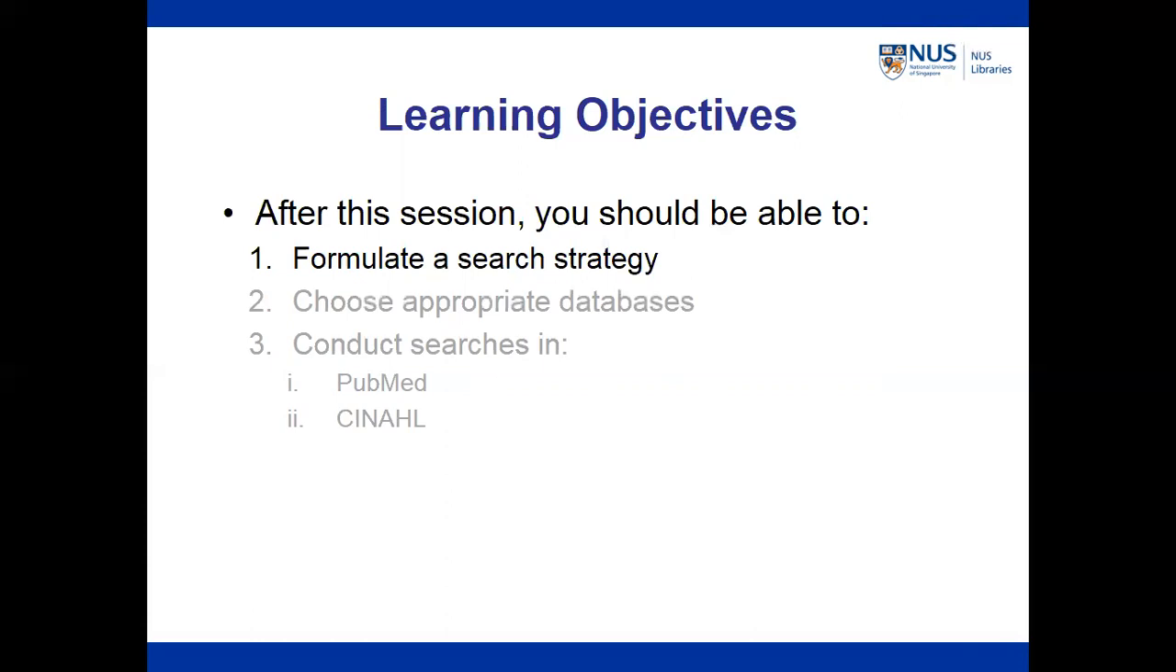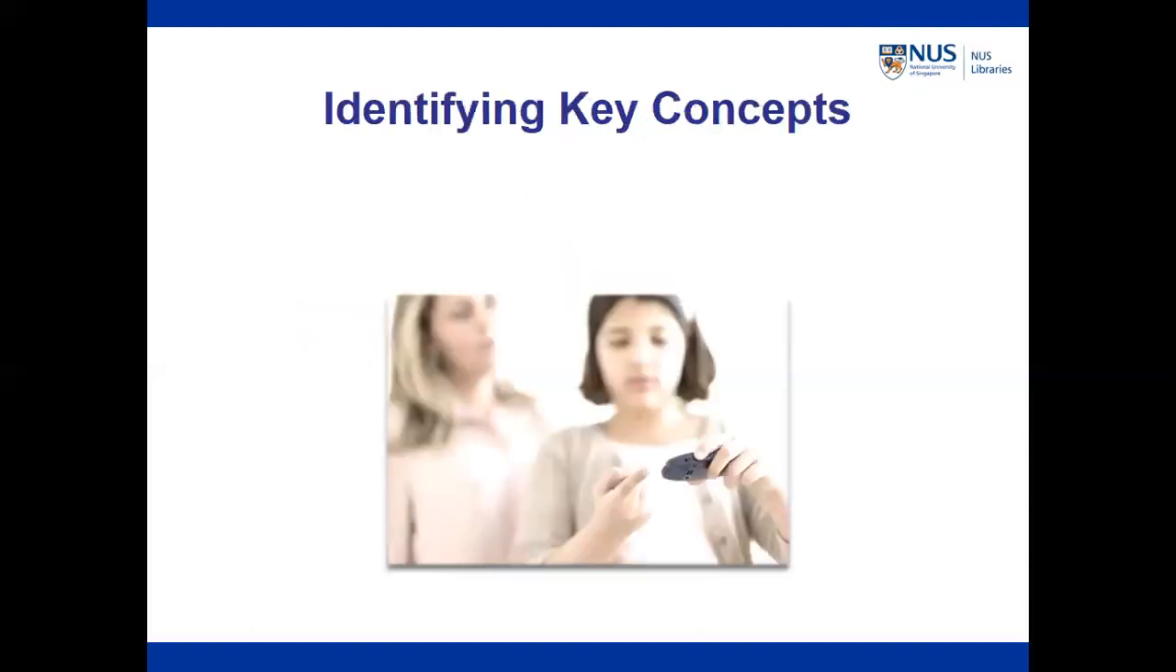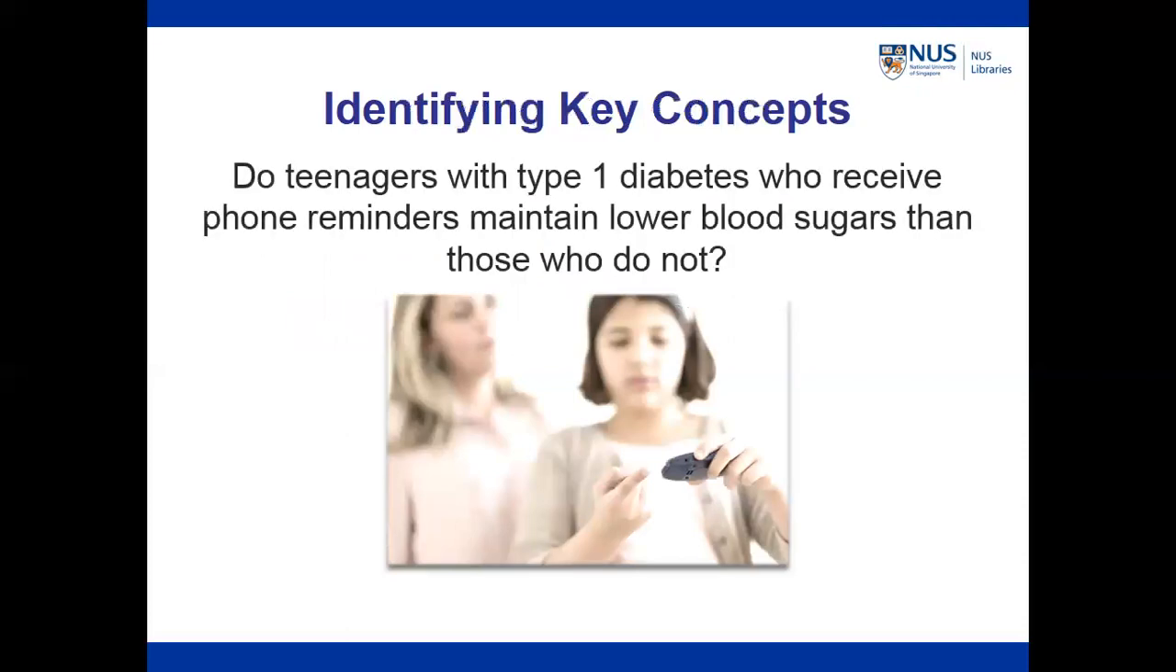It depends on the type of information you're looking for. If you're looking for a book, use the library catalog. If you're looking for the current evidence of research, then search in library databases. Without further ado, let us start with this clinical scenario. Two teenagers with type 1 diabetes who receive phone reminders maintain lower blood sugars than those who do not.